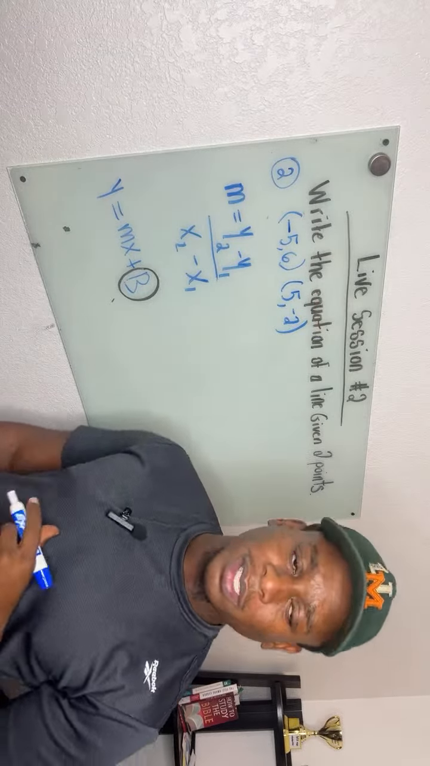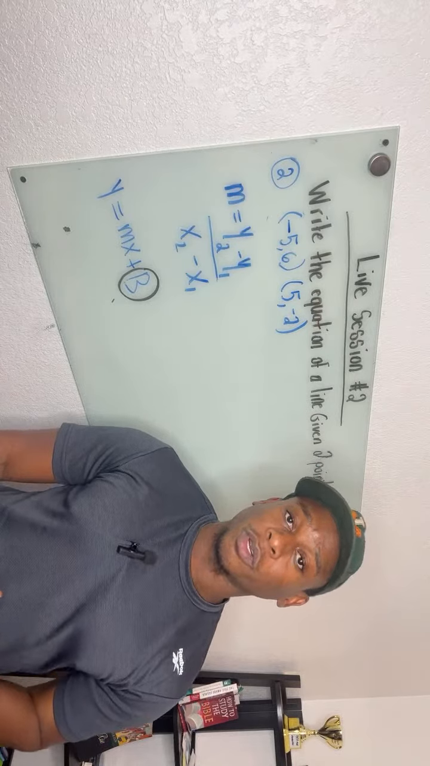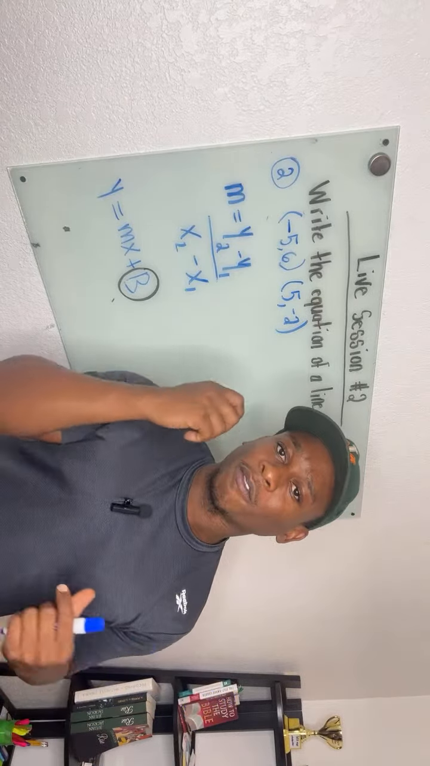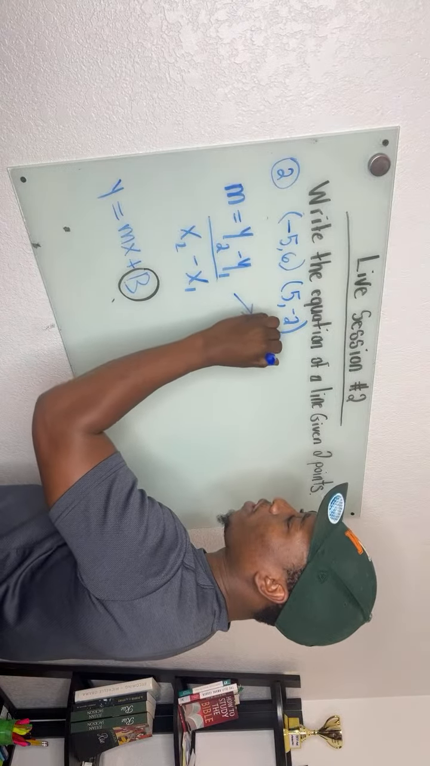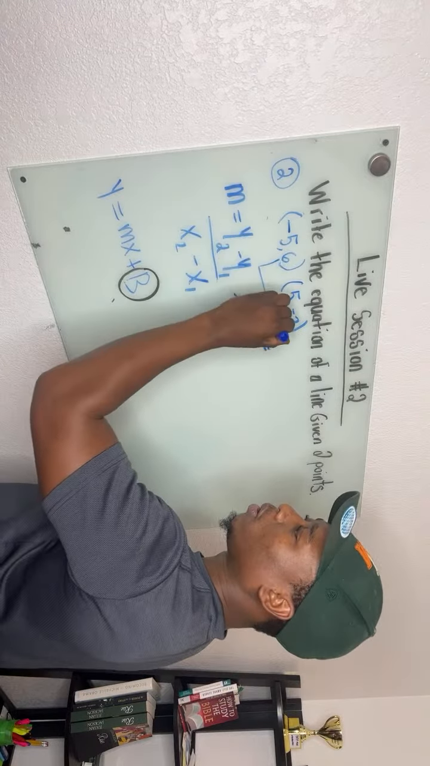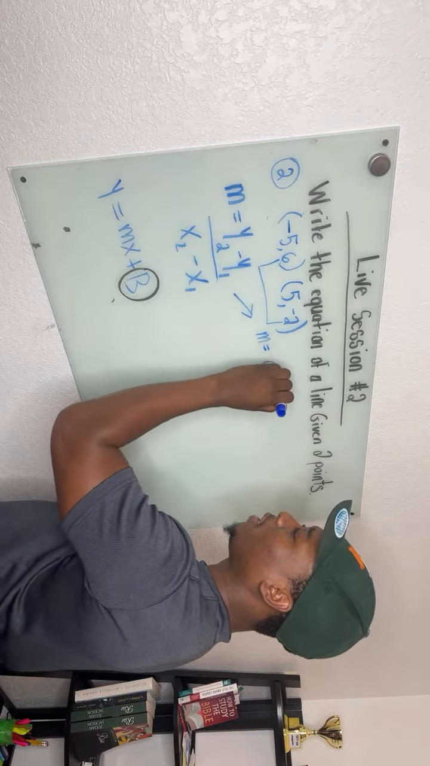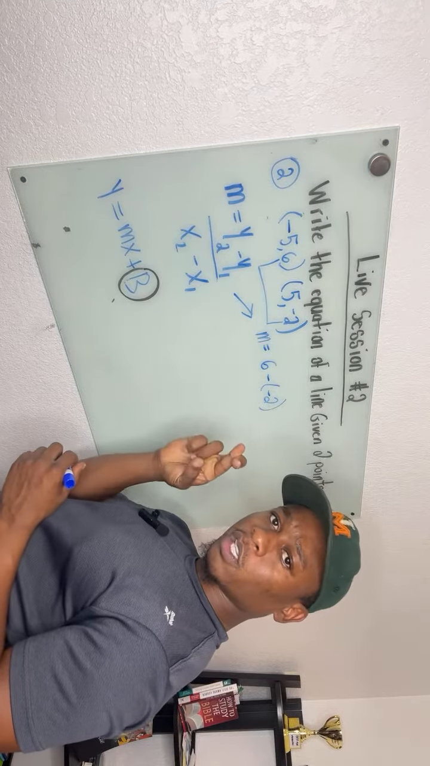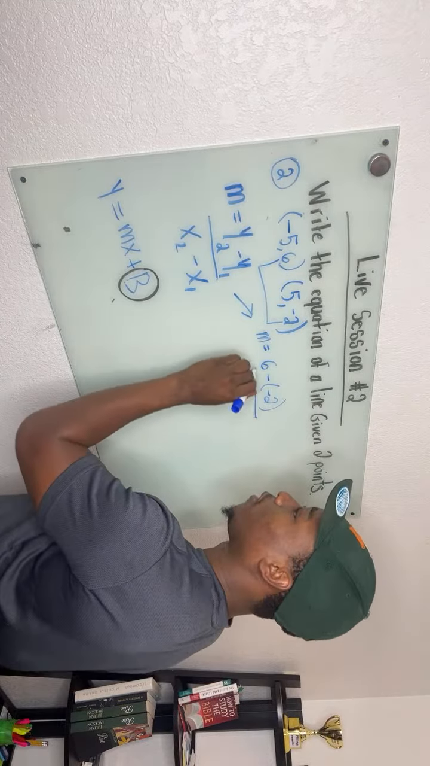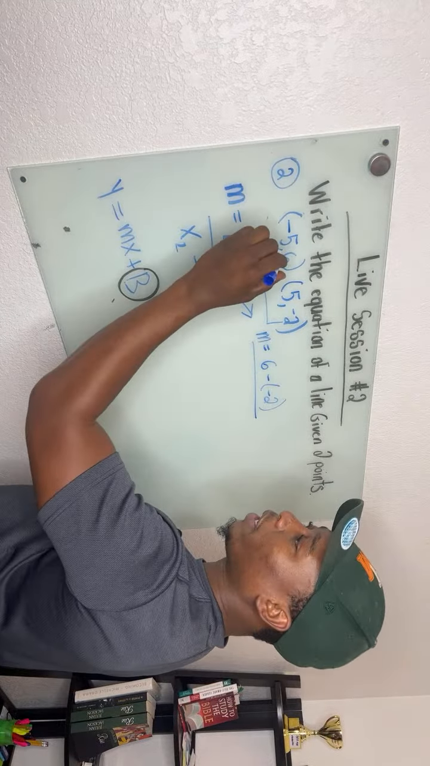First things first, like I said in the previous problem, we want to start off by making sure we figure out the slope. So let's do that. Now we have m is equal to 6 minus -2. Remember that when you subtract a negative, it turns into an addition problem. And then we have -5 minus 5. Once we combine these, our slope is going to be +8 over -10.